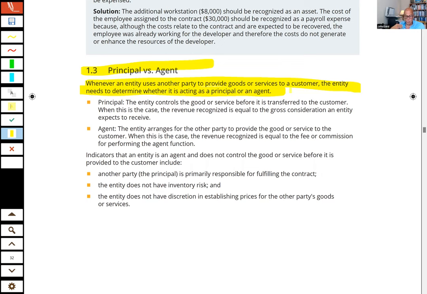And they would likely be the principal because they control the good or service, right? When you walk into Nordstrom, they control the good or service before it's transferred to the customer. And when that's the case, the revenue recognition is equal to the gross consideration the entity expected to receive.